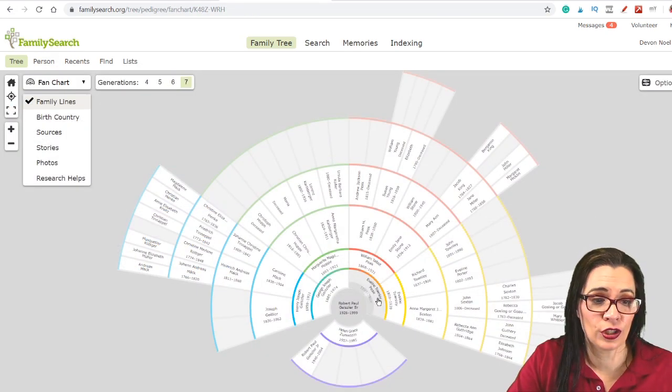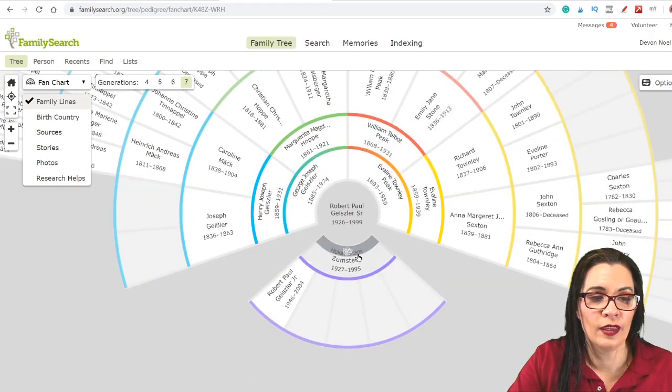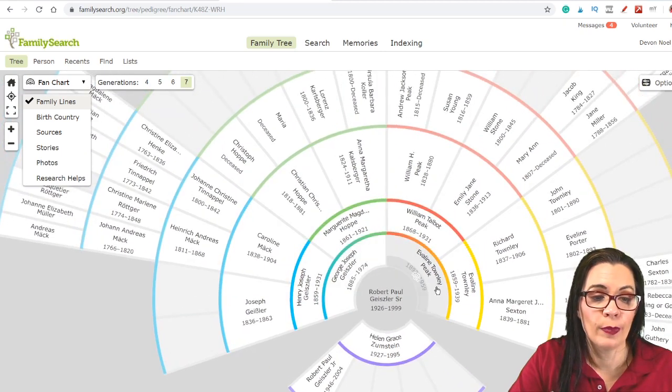So this is the fan chart. The key person, if we zoom in, is down here in the middle, Robert Paul. He has his spouse and his siblings. If he has multiple spouses, there would be a little arrow hanging off over here. But each rung represents the generations for this individual. So Robert's grandfathers are Henry and William, and there's their wives, and they're color-coded.